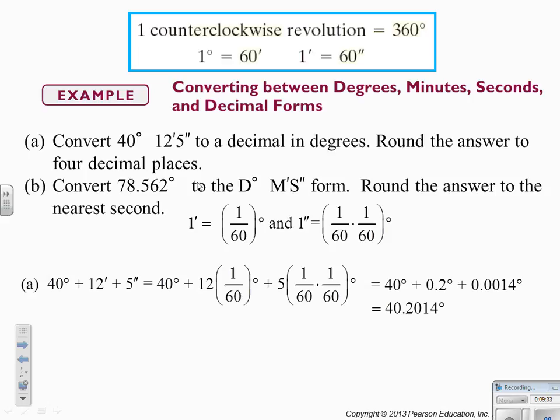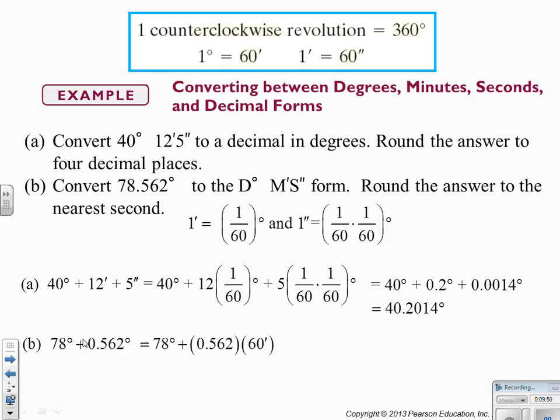All right, so in this case we are backwards. We have the degrees in decimal. We want it to be in degrees, minutes, seconds, and we're going to round to the nearest second. So the first thing we're going to do is split it up into its whole number and its decimal part. We want 0.562.